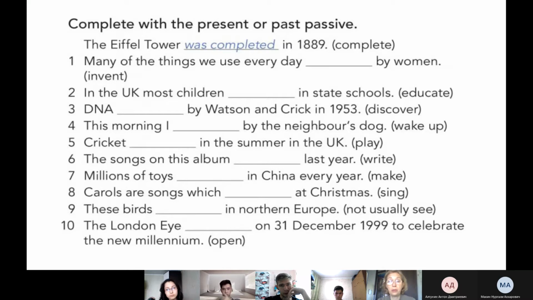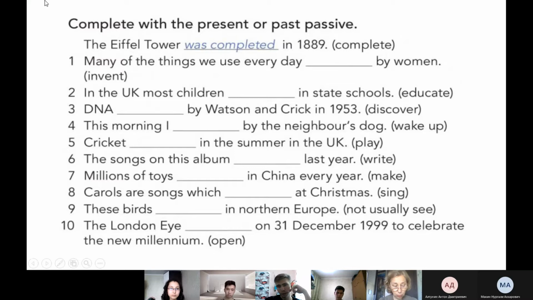So the verbs are given in brackets at the end of the sentence, and the example says we should use complete, and we should choose between present and past. Нам нужно подумать, какое в настоящем времени страдательный залог или в прошедшем. So, the sentence says the Eiffel Tower was completed in 1889. Эйфелева башня была закончена вот в этом году. As far as this is about past events, we should use past simple passive.